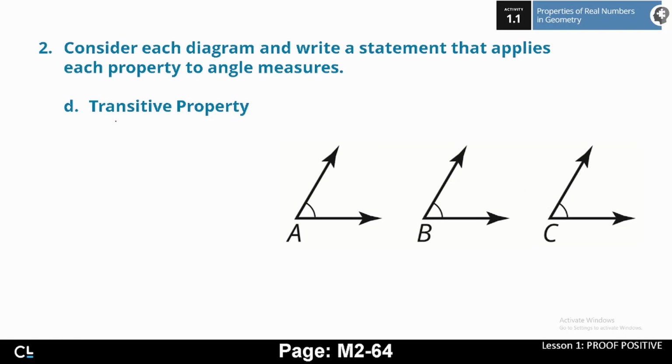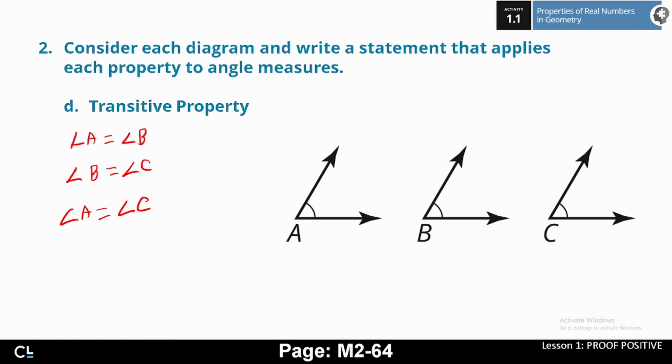Transitive property is this one, right? So we could say that angle A is equal to angle B, but we also know that angle B and angle C are equal, which would then mean that A and C also have to be equal, right? So if two things are equal to the same thing, then those things have to be equal, right?